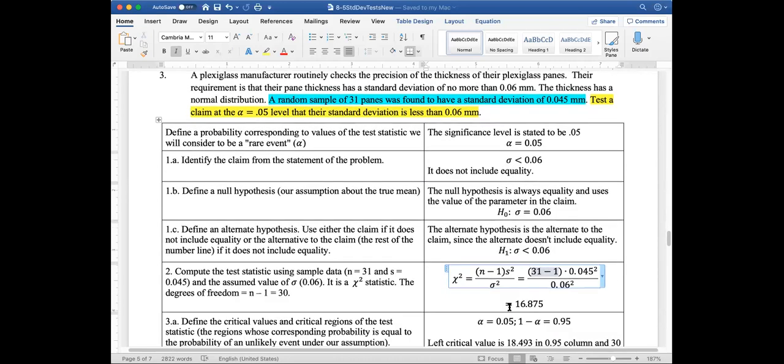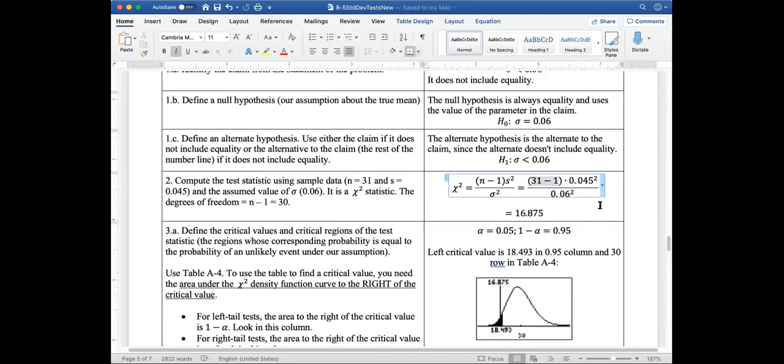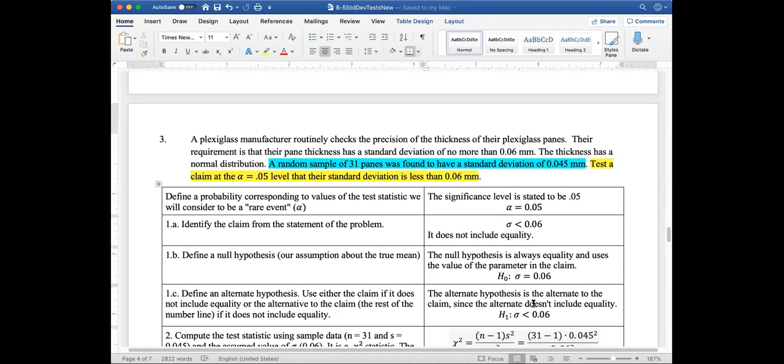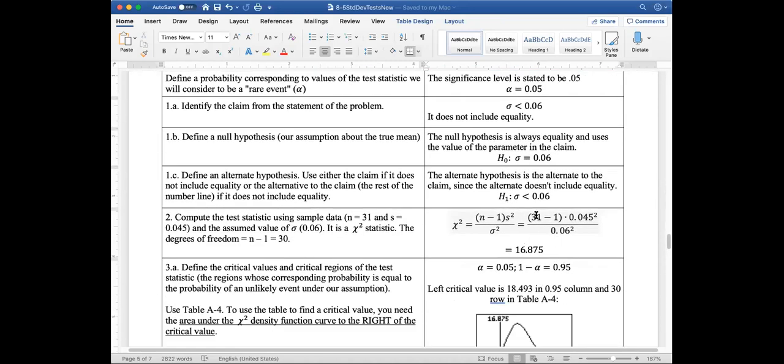And then we go down to the test statistic calculation in step 2. We substitute the numbers in. And remember what we found up here, sample size is 31, and the sample standard deviation is 0.045. So we substitute that information in, and we get a test statistic value of 16.875, and we want to know if that test statistic value is unlikely or not unlikely.